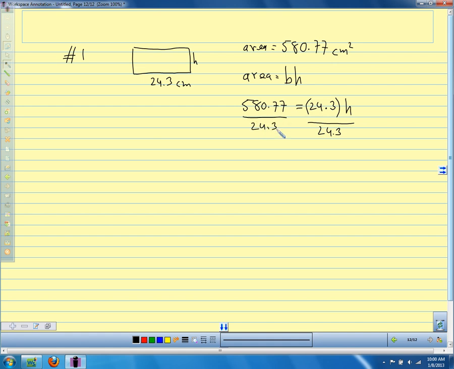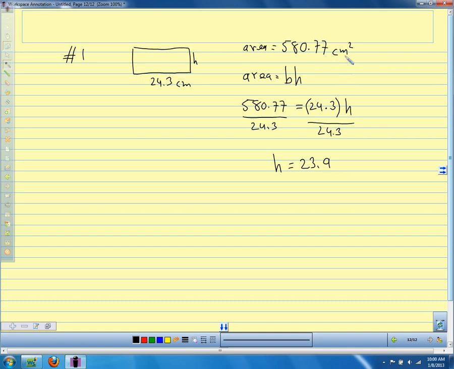And if I plug that into my calculator, 580.23.9. So the height comes out to be 23.9. Now in Chapter 5 and in Chapter 6 and 7, when we're talking about areas and volumes, I'm going to be picky about the units.